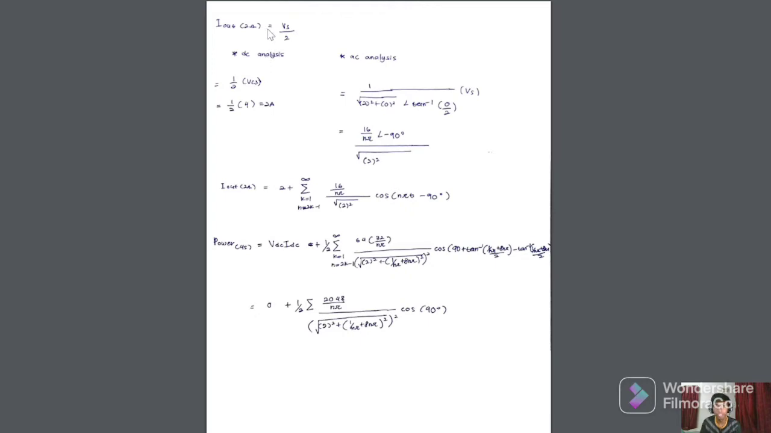So the formula is Vs over 2 divided by 2, and for this analysis it is 1 divided by 2 multiplied with Vs, where our DC Vs is 4, and we got 2 ampere. And for AC analysis, we just use the formula for the series, and we change the rectangular form to phase form, and we got this equation for the I out 2 ohm.